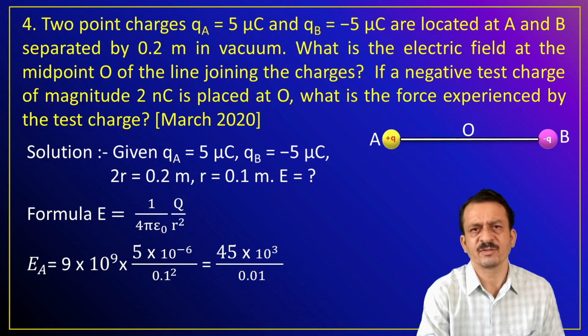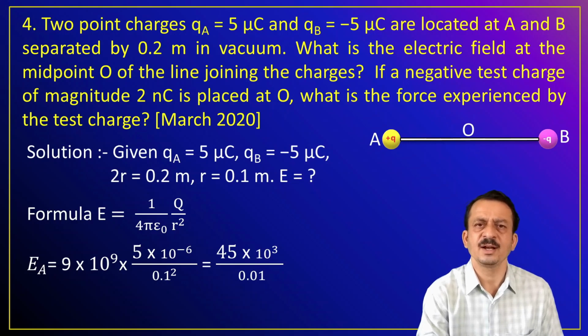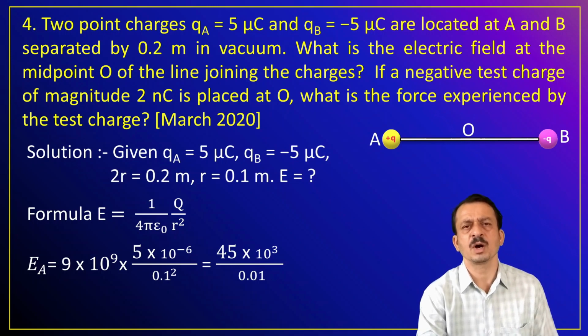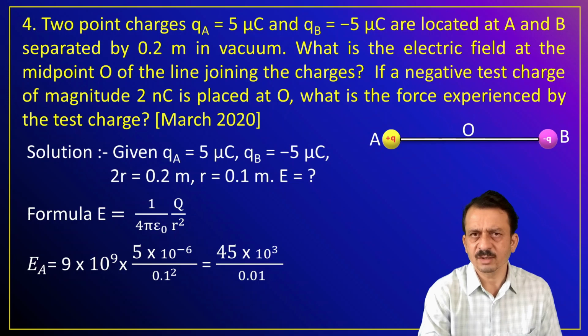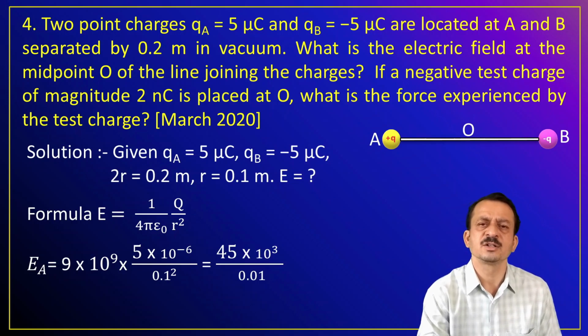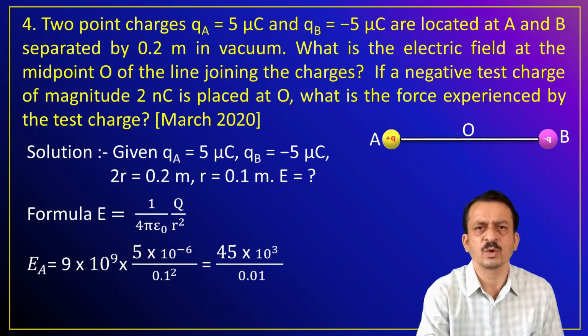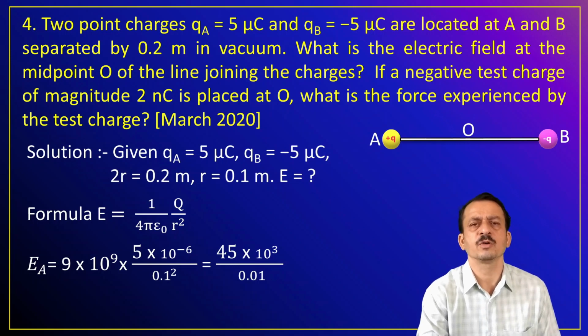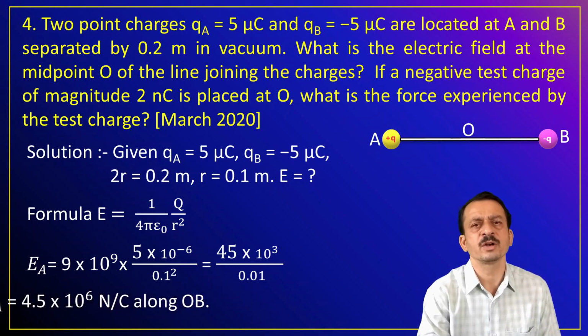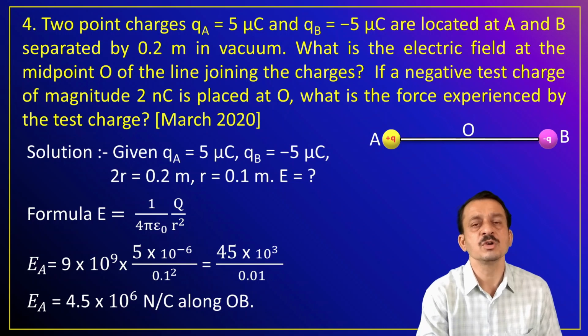Now 9 × 5 is 45, 10 raised to plus 9 and 10 raised to minus 6 is equal to 10 raised to plus 3. In the denominator we have 0.1 squared. 0.1 squared becomes 0.01. That 0.01 can be considered as 1 × 10 raised to minus 2. If you take it to the numerator, it becomes plus 2. Therefore, finally I will get 4.5 × 10 to the power of 6 newton per coulomb.